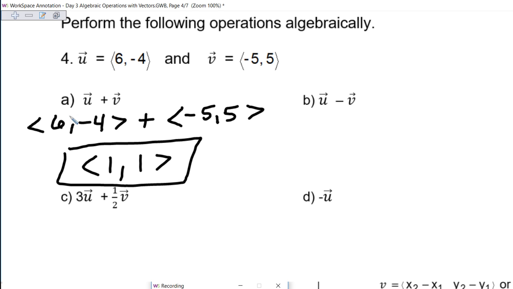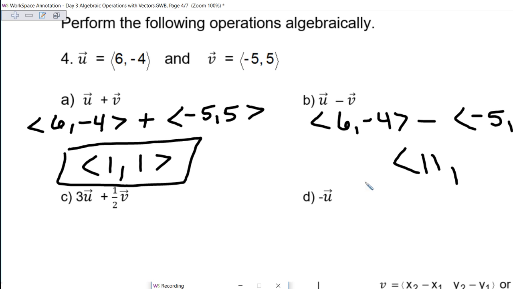Part B, we have vector u minus vector v. So vector u is first. So for vector u, it's 6, negative 4. We need to subtract vector v, which is negative 5, 5. Now, make sure the x's are both subtracted. Make sure the y's are both subtracted. So for the x's, I'm not going to write it out, but what is 6 minus negative 5? 11. Same thing for the y's. What's negative 4 minus 5? Negative 9. So 11, negative 9 in component form.